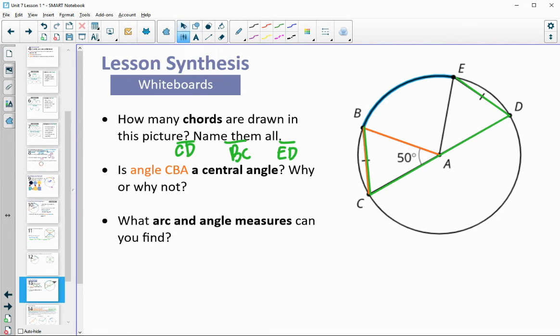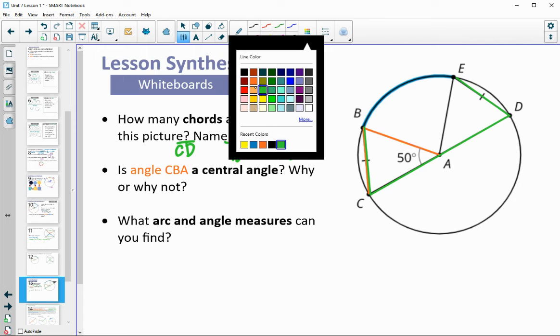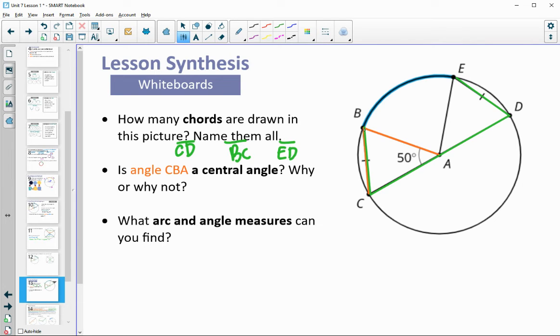Is angle CBA a central angle? And the answer to that would be no, because the vertex would need to be A. So the vertex, which is B, is not the center.